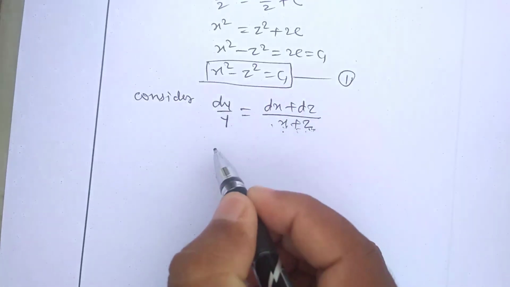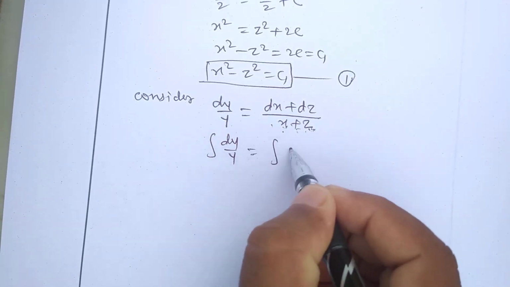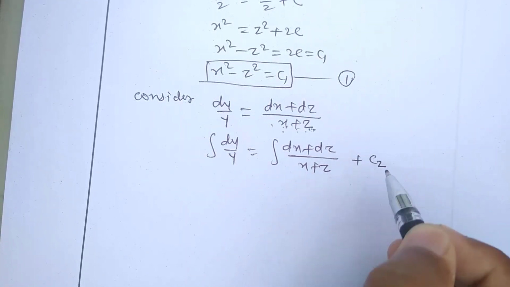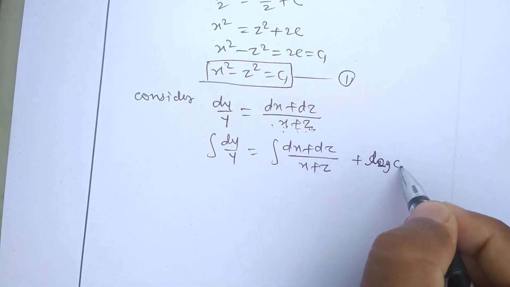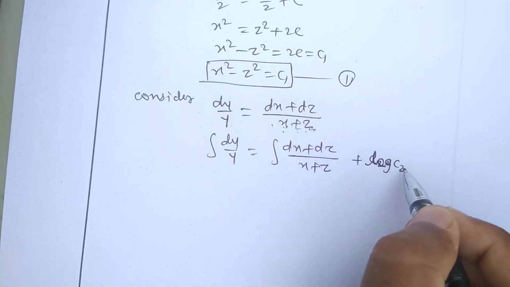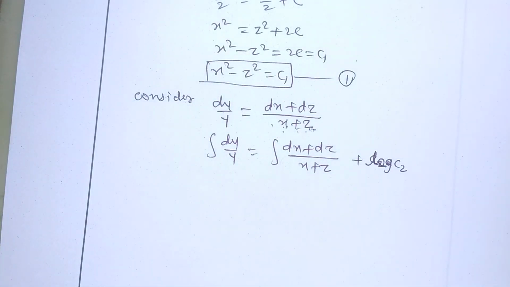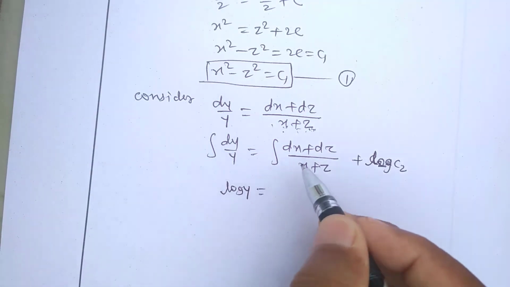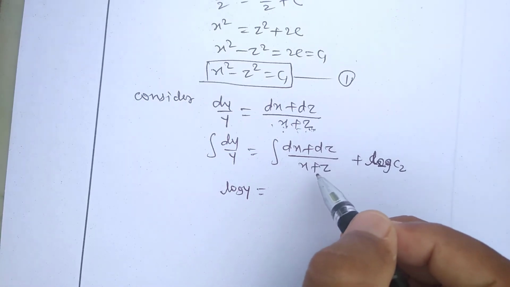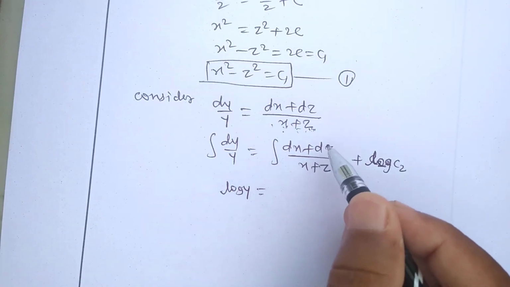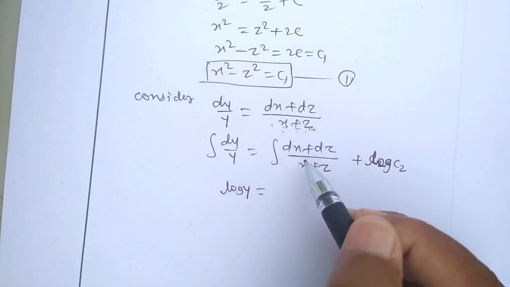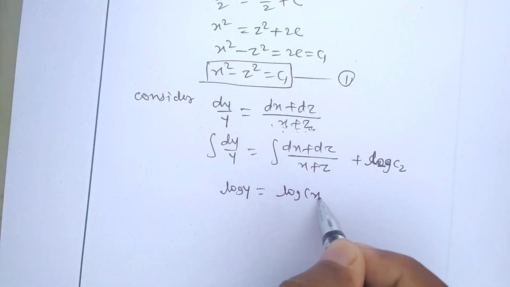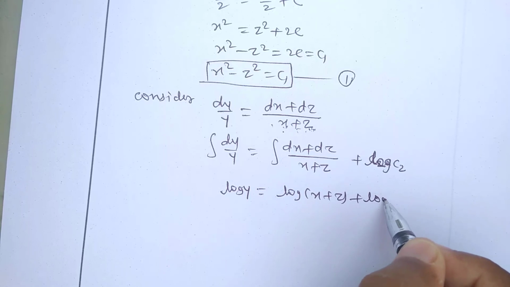So use the integration. Integration of dy upon y equals integration of dx plus dz upon x plus z, plus some constant c2, or we say log of c2, since the log term is coming, so I am going to use here log of c2. You can use any constant here. So integration of 1 upon y is log y equals integration of dx plus dz upon x plus z. See, derivative of denominator is present in the numerator, so you have to use the formula here, integration of f dash upon f, that means log of f. So this is log of x plus z plus log of c2.